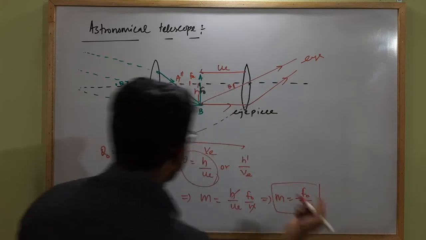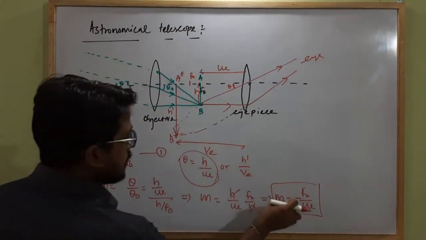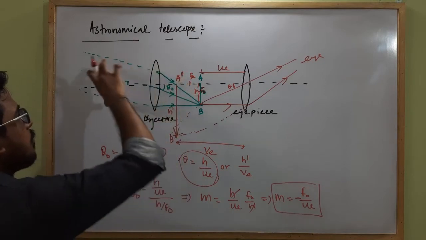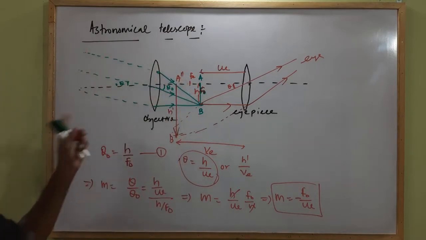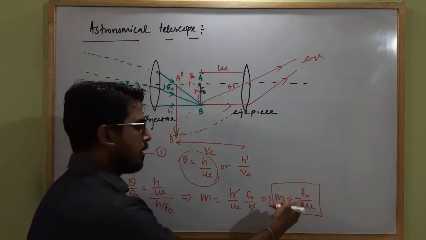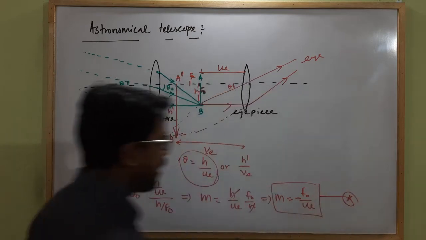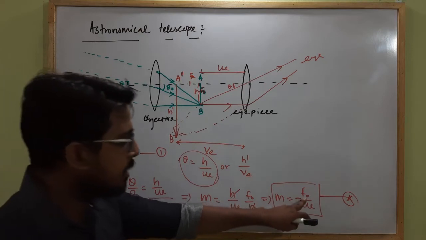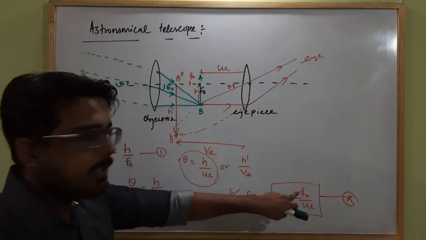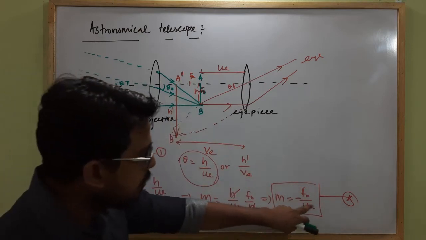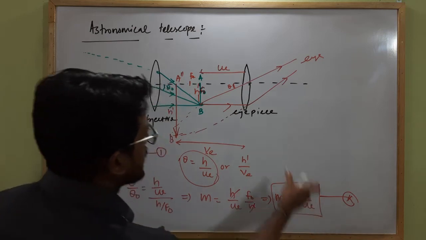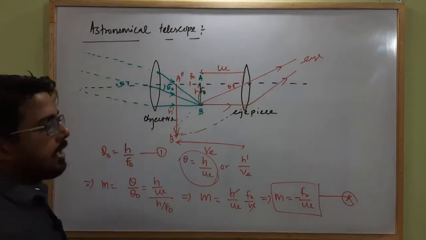Why the negative sign? Because the image is inverted in comparison to the object. That's why we are taking the negative sign here. So the magnification obtained by a telescope will be how much? F naught by UE. What is F naught? F naught is the focal length of the objective, and UE is the object distance with respect to the eyepiece.